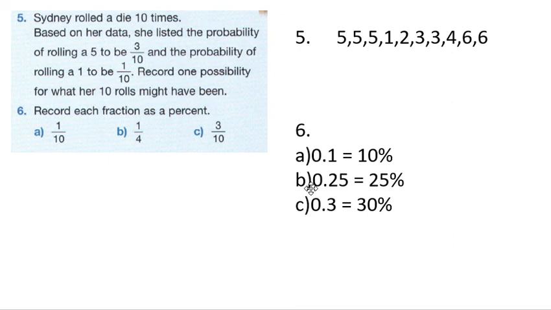And that's a quick review from the previous chapters that we're going to be using for chapter 13.